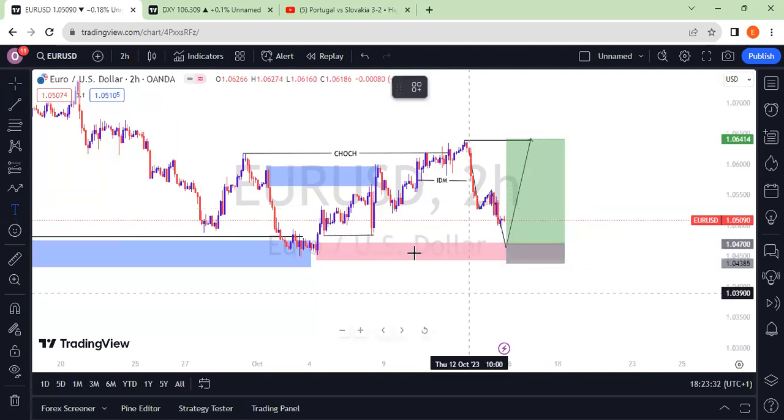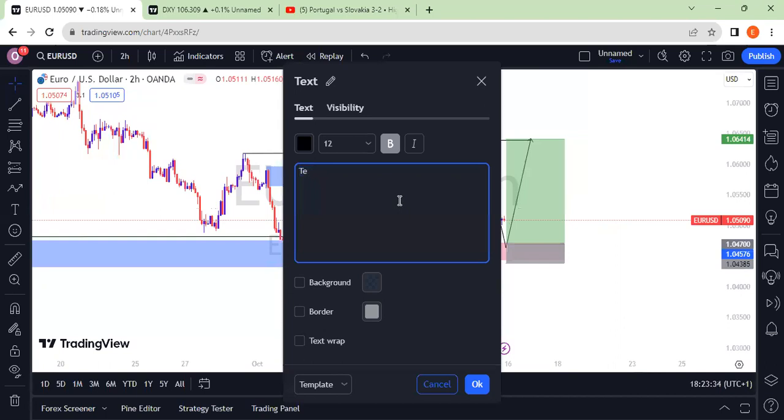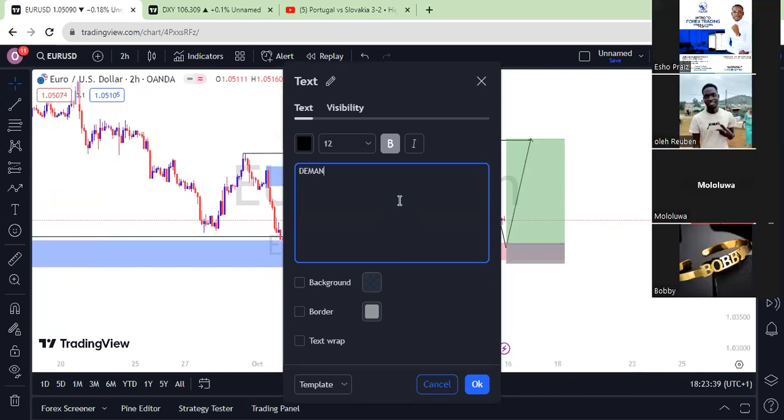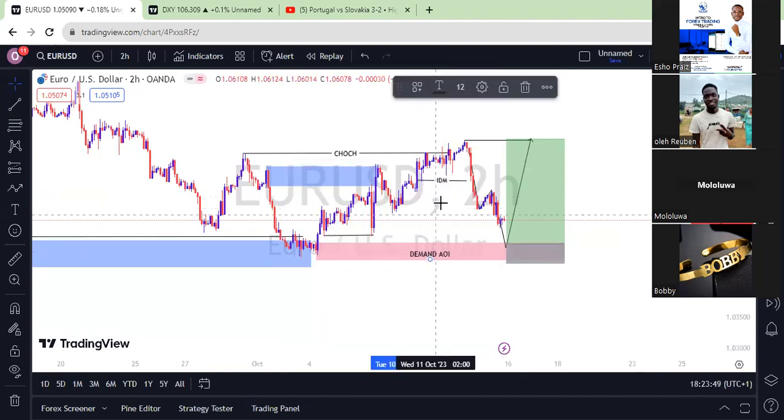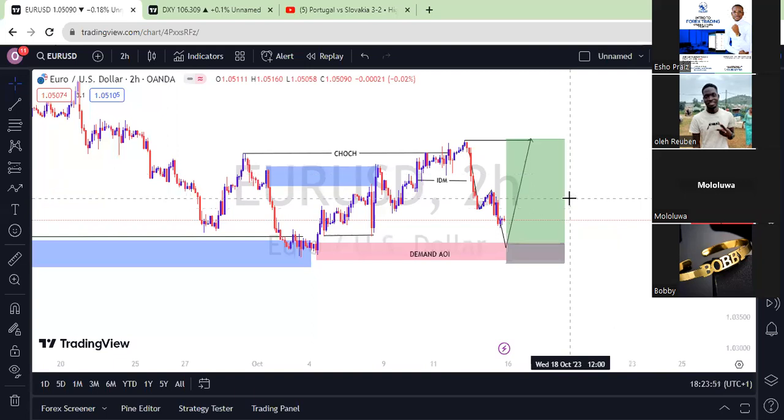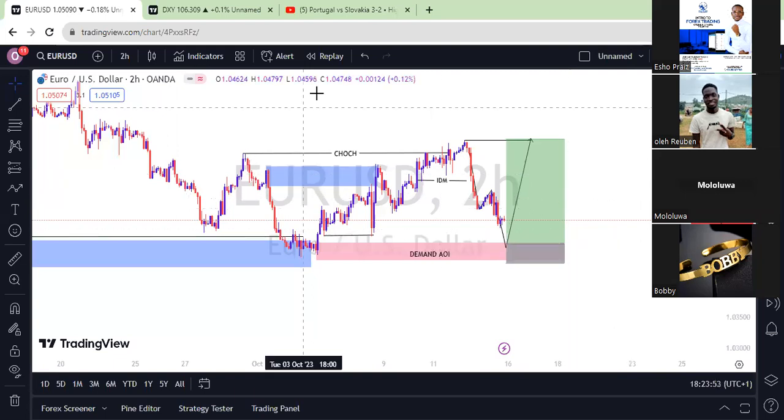So we have a demand AOI. If you ask me, what's the meaning of AOI? AOI is just like area of interest, understand? Just like point of interest. You have different ones. So this is what we're anticipating on EURUSD. I hope you guys are getting me.